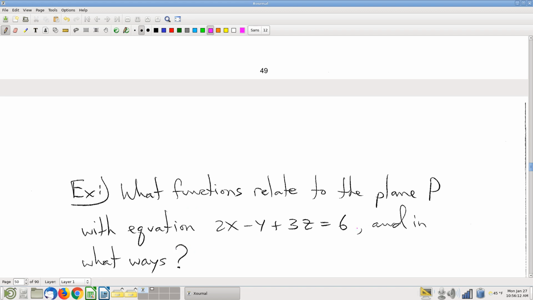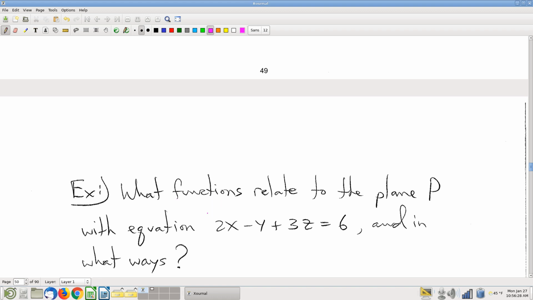Okay, but let's ask the next question, though. What function? What's the function here? Is there more than one function that relates to this plane? And in fact, there's a couple of them. There's actually kind of 3 of them, depending on how you think about it. So what functions can we think of?